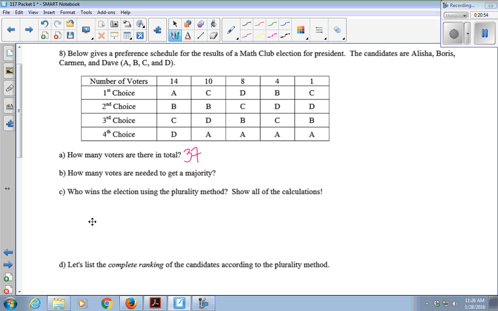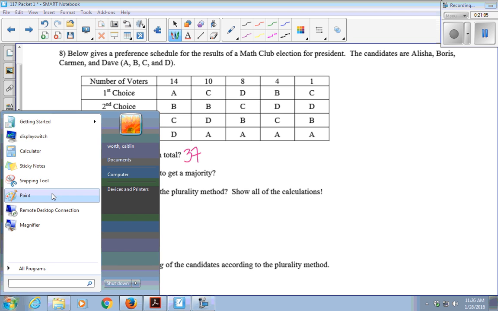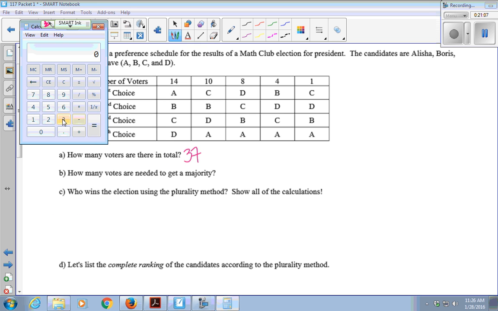All right, so how many voters do we need to get a majority? 19, yeah. 19. You just take half of 37, and if you need a calculator to do it, that's not a big deal. 37 divided by 2 comes out to 18 and a half, but you need more than that, so 19 will get you a majority.